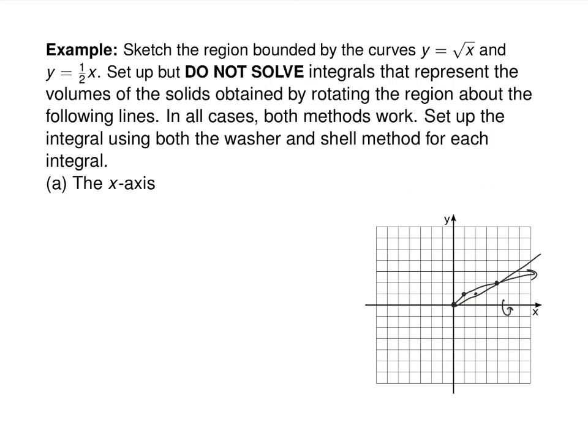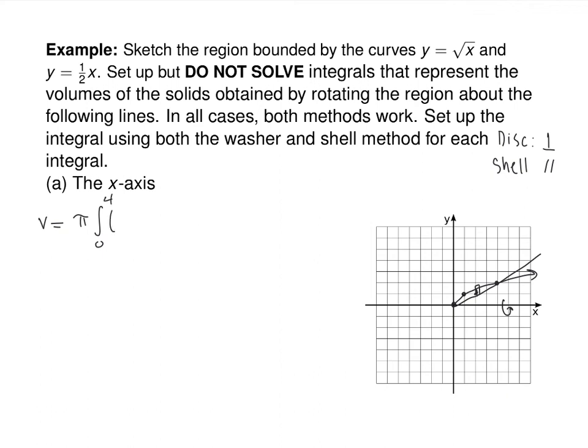So first, the x-axis. If you do the disk method, here's what you have to remember. Disk, you slice perpendicular to your axis of rotation. Shell, you slice parallel to it. So for the disk, you're slicing this way. So you're going to have a circle with a hole in it as your cross-section. And the volume will be pi times the integral; your slices begin at 0 and end at x equals 4.